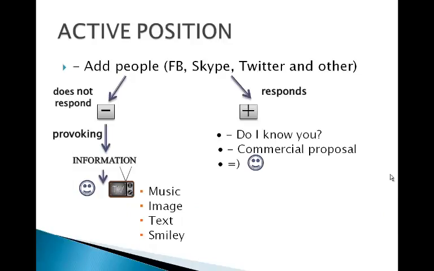In active position, when approaching people, for example, adding them to Facebook, Skype, Twitter, or any other, there are obviously two outcomes. One outcome is that the person does respond, and the other that he doesn't respond. If he doesn't respond, you can provoke him by sending some information, some music or image or any text that you feel like, or for example the movie Pyramid or some motivational video, or your own video if you have one, speaking about your success or whatever your imagination allows you.